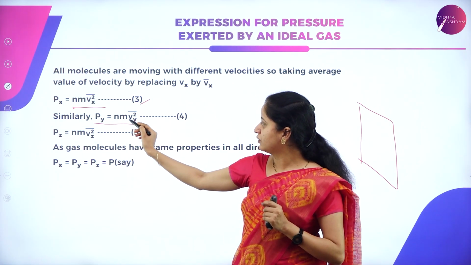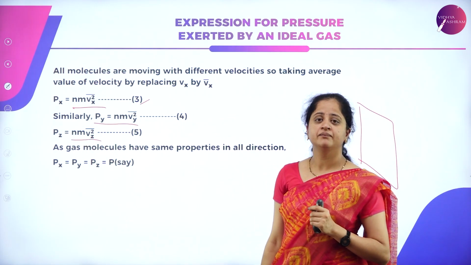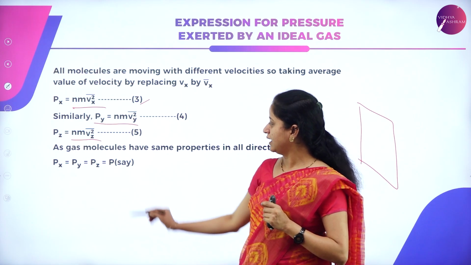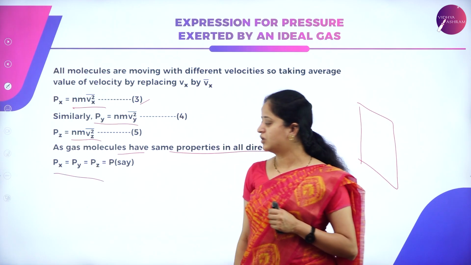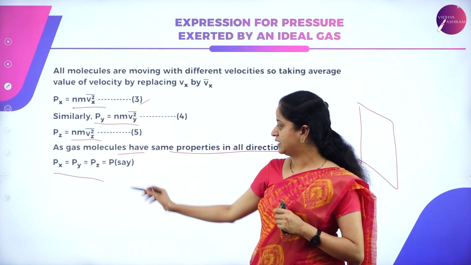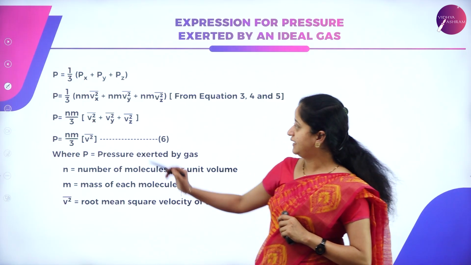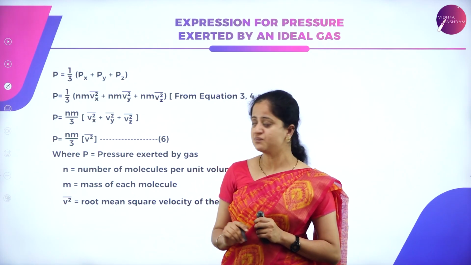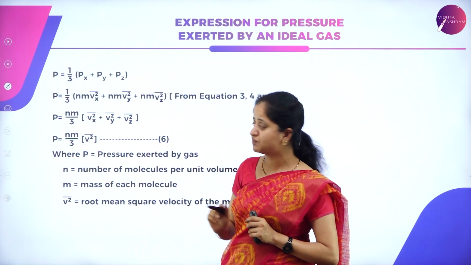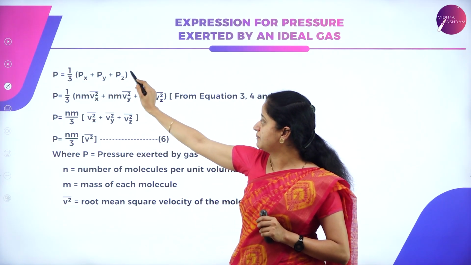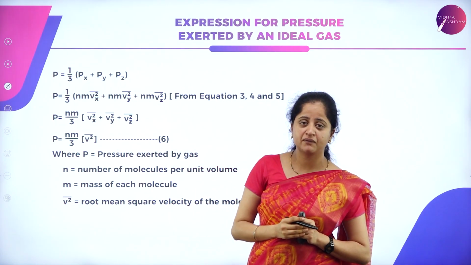Py is equal to nmvy square, and similarly Pz is equal to nmvz square along the z direction. As gas molecules have the same properties in all directions, we can say that Px is equal to Py is equal to Pz, that is P. P means the pressure exerted by the gas. Now we can write the average pressure exerted by a gas molecule as P is equal to Px plus Py plus Pz divided by 3, and that can be written as 1 by 3 into Px plus Py plus Pz.